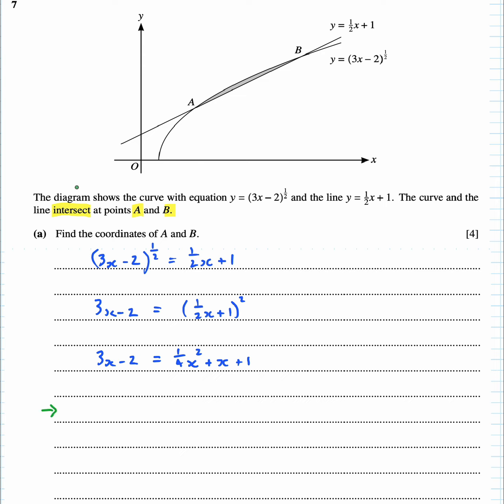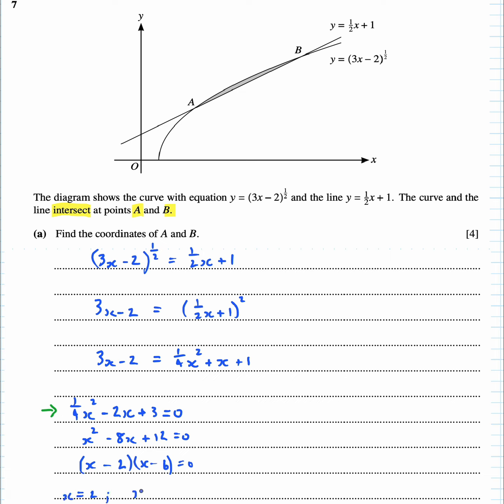And from there we can put our bits together. So 1/4 x squared minus 2x plus 3 is equal to 0. Multiply it up, multiply it by 4. So x squared minus 8x plus 12 is equal to 0. So x, 6 and 2. So we got boundaries of 2 and 6 for x values.